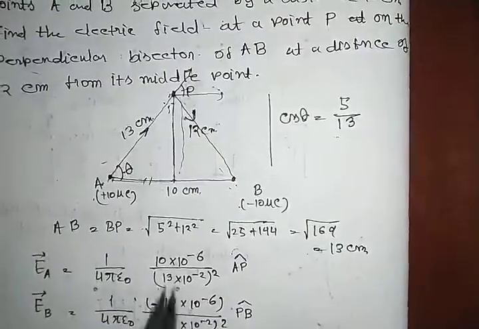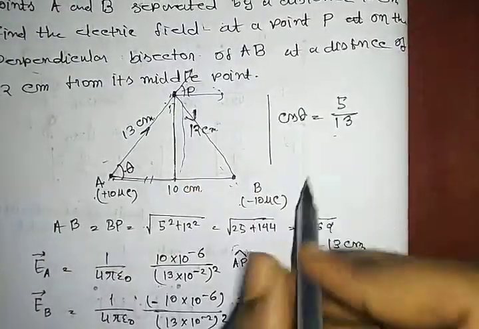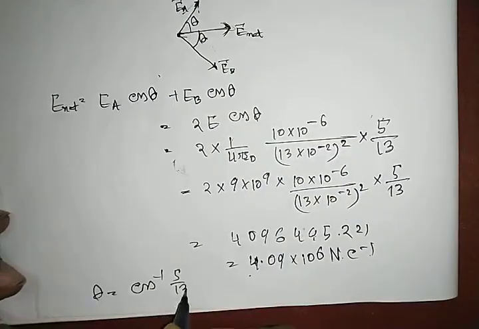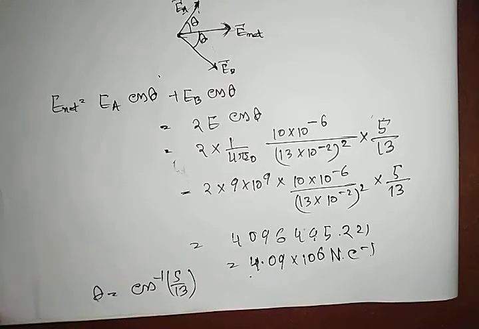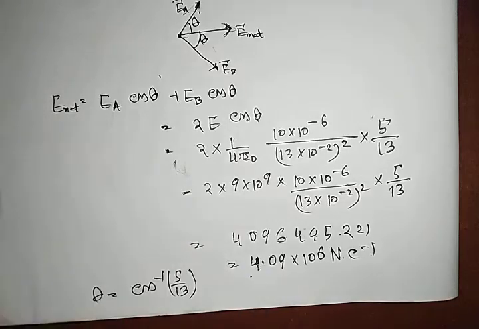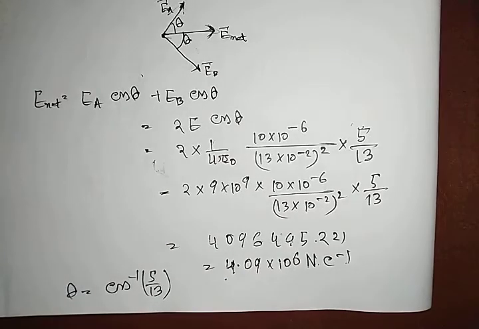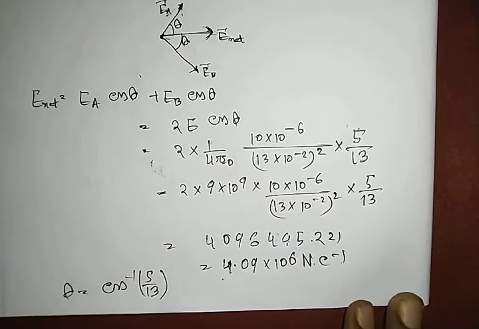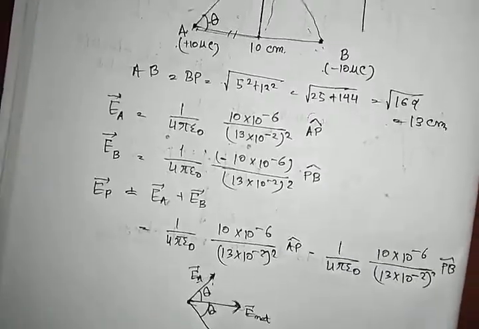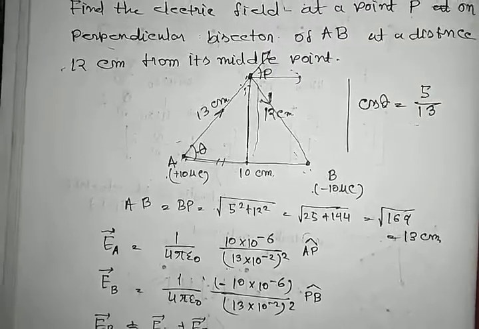It will be directed along this direction, which will be at an angle theta equal to cos inverse 5 by 13 with EA, and the same angle with EB but in the opposite direction. I hope you understand how this problem is done, and to have a clearer concept, solve a few more problems by yourself.